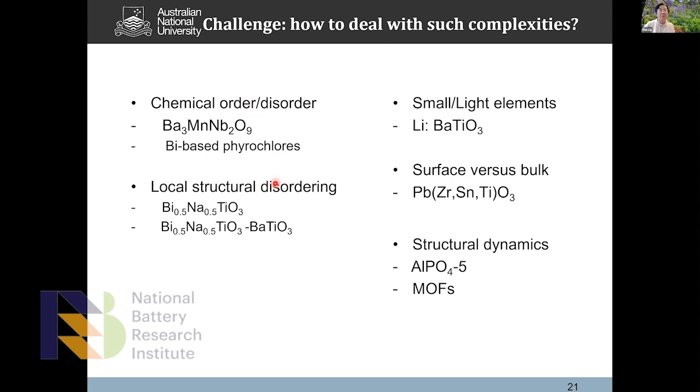Okay, and the second one I will try to focus on is local structure disordering. So I was using the typical lead-free piezoelectric materials, which is also one key functional material.